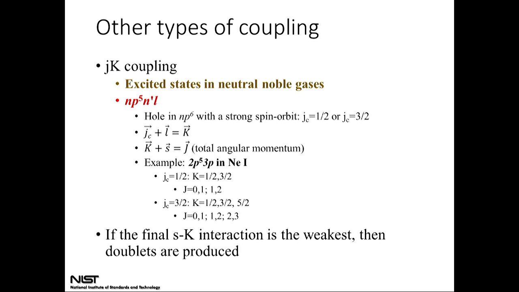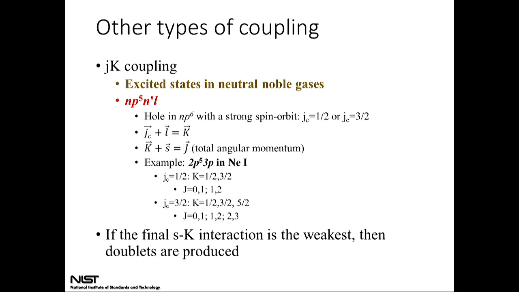Now, in addition to LS and jj coupling, there are other types of coupling when neither electron-electron nor spin-orbit interactions are much stronger. One of these is called jK coupling. Normally, excited states in neutral noble gases are described by this type of coupling. So you take one electron from the fully closed np6 shell and bring it up. Now, we know that if you have a closed shell and take one electron out, the remaining hole behaves like an electron and has the same quantum numbers.